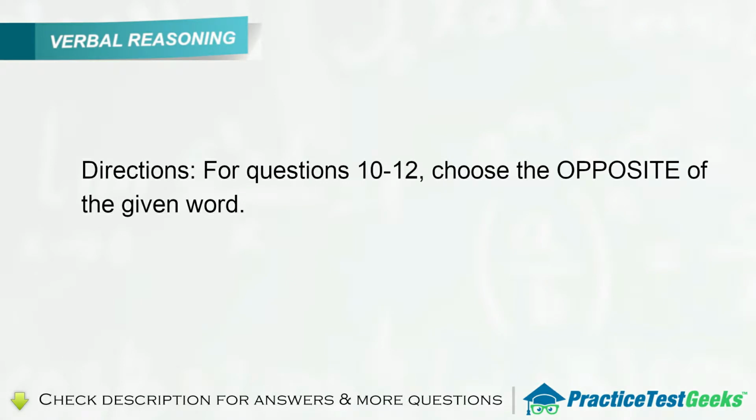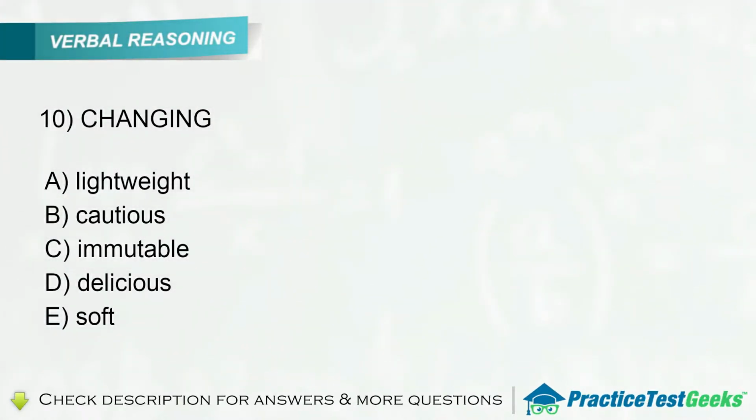Directions. For questions 10 to 12, choose the opposite of the given word. Question 10. Changing. A. Lightweight. B. Cautious. C. Immutable. D. Delicious. E. Soft.